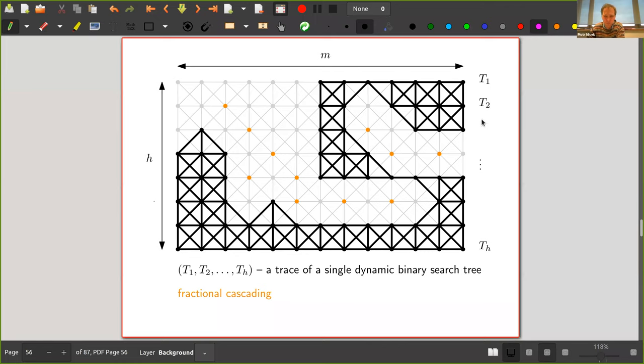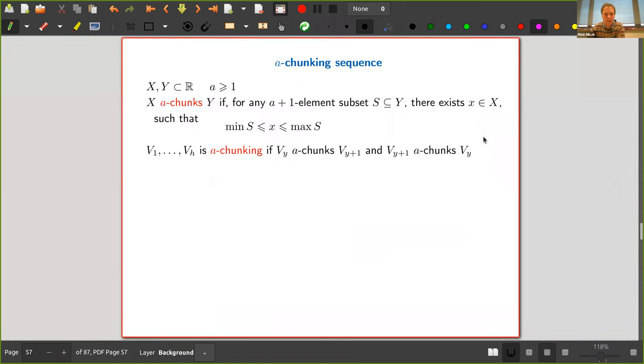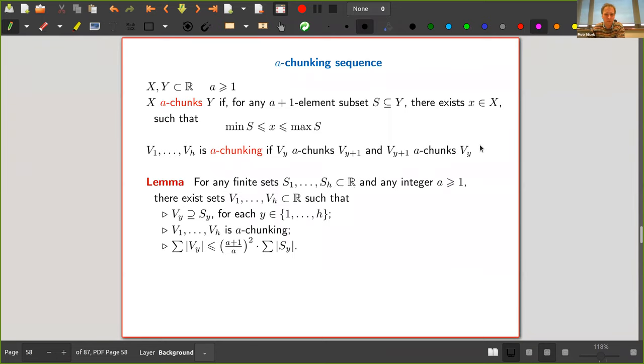But now the two consecutive sets are not so far from each other, in the sense that there is no long sequence in one set that is not split by a vertex from the other. And this is what we do with a chunking set. So maybe let's put it for a equals one immediately.